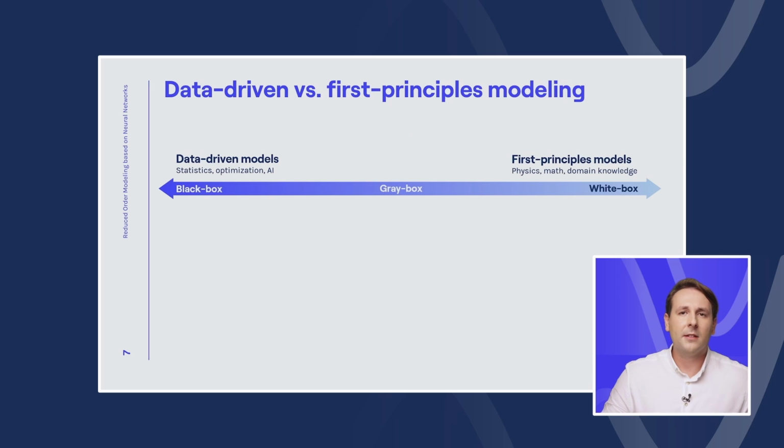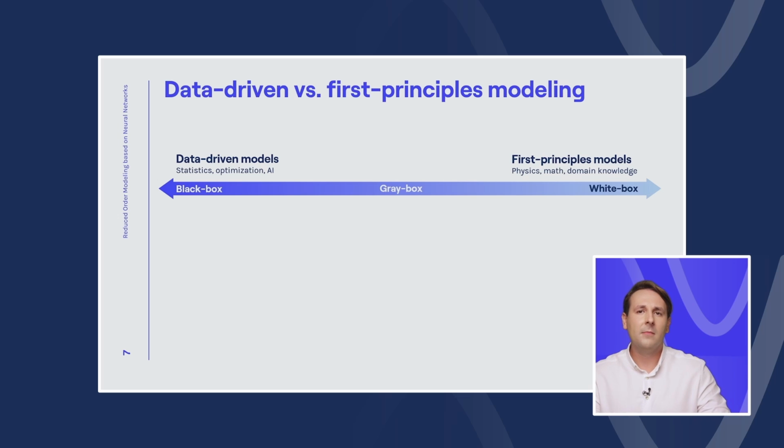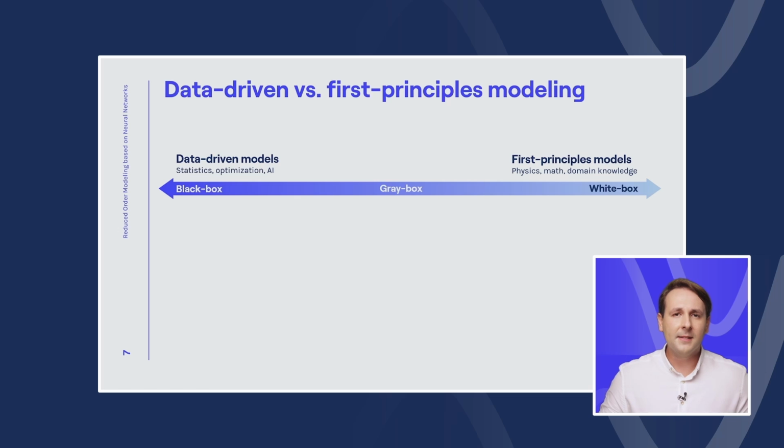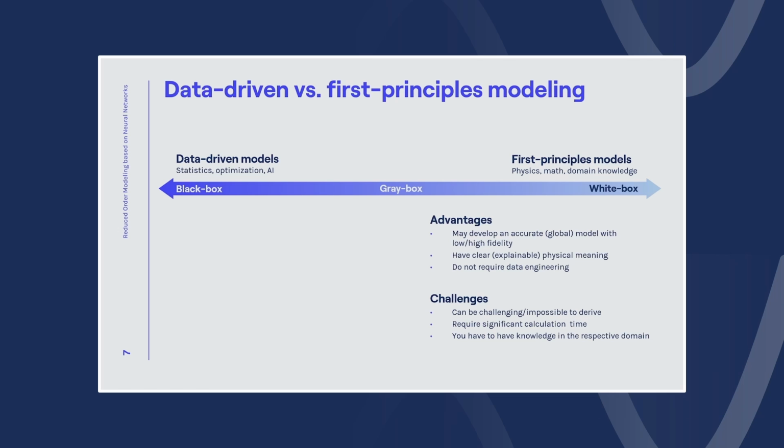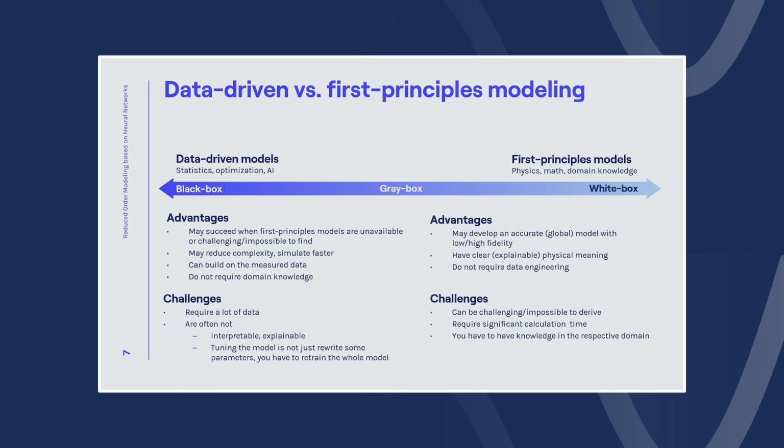So this is the full spectrum of the solutions that goes from black box models on the left to the first principle models on the right. Let's see the advantages and the challenges of these approaches. Regarding the first principle models, you may develop an accurate model with a high fidelity. You will have a clear physical meaning, and it does not require any kind of data engineering. However, on the other side, it can be challenging to derive the model. It requires significant calculation time, and you need knowledge in the respective domain.